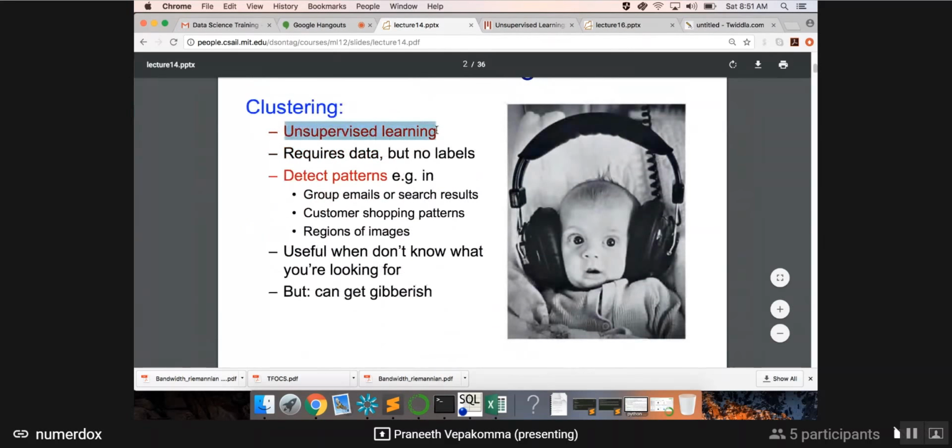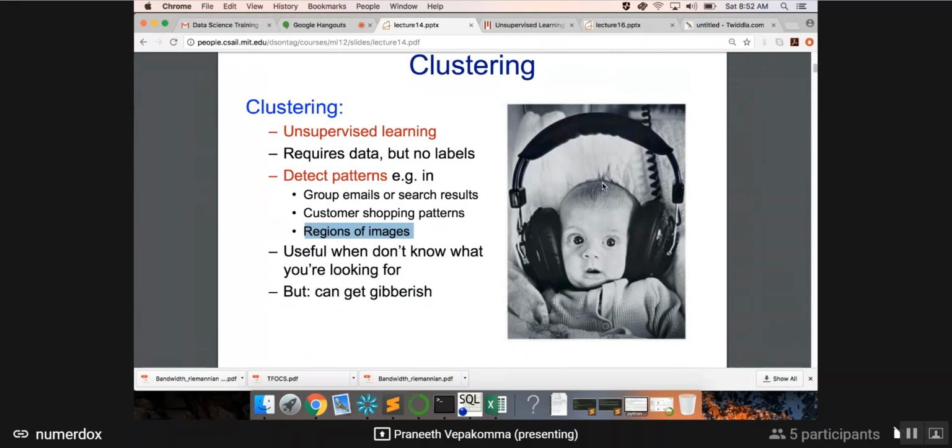So, as I said, it's unsupervised learning. Yeah, it does require data, but of course, no labels, right? That's the paradigm in unsupervised learning. So you want to detect groups or patterns. For example, group emails or group search results, group customer shopping patterns, group regions of images. Grouping regions of images is also known as the problem of segmentation.